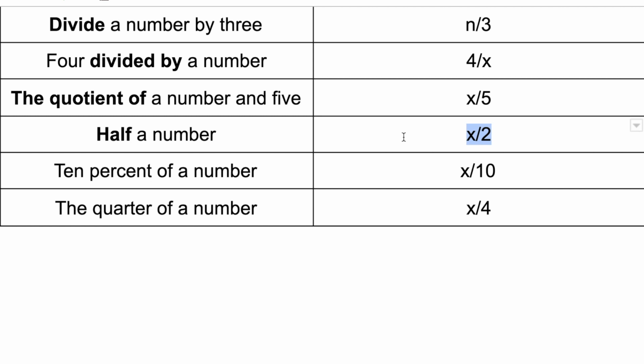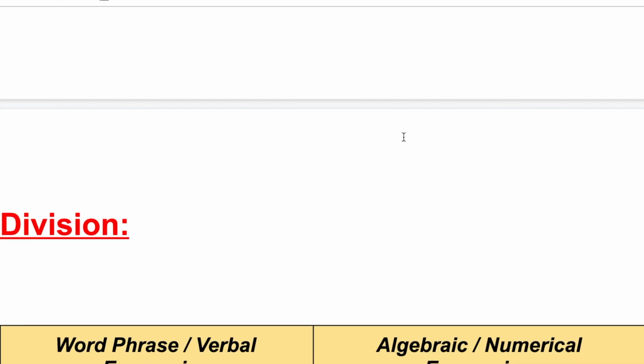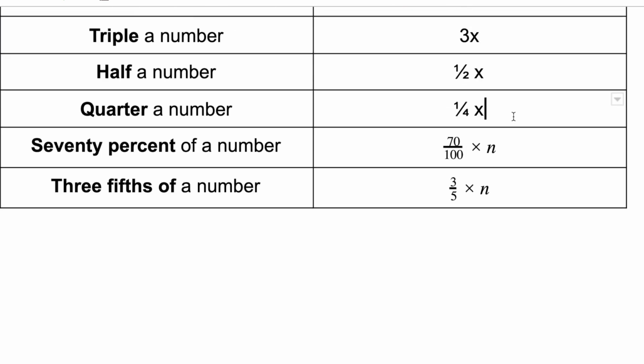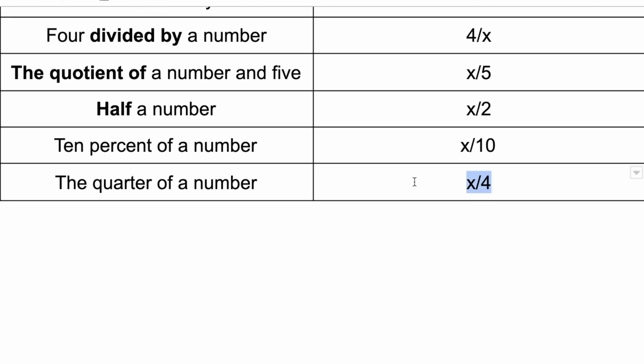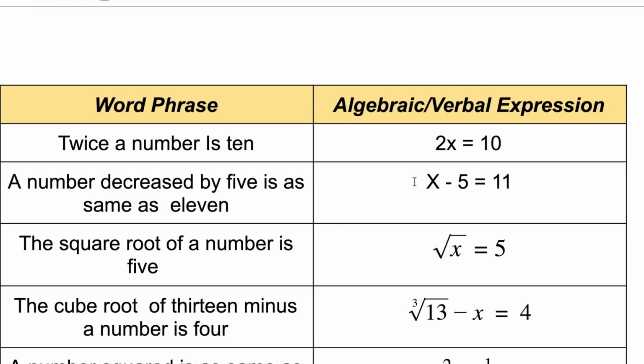The last one is the quarter. You have to divide by 4 or multiply by 1 over 4, like here in the multiplication example. Either you multiply by 1 over 4 or you divide by 4. Now it's your turn. What is the quarter of 16? 16 divided by 4 is 4. What is the quarter of 8? What is the quarter of 44? What's the quarter of 64? Try to answer these questions.